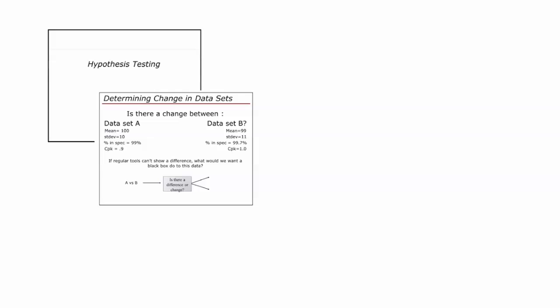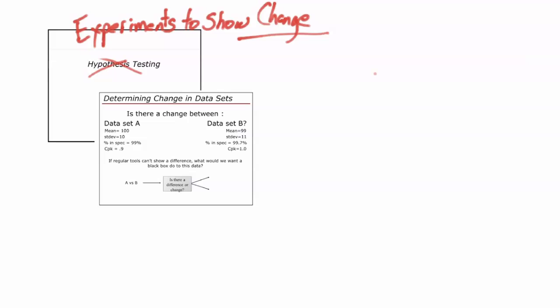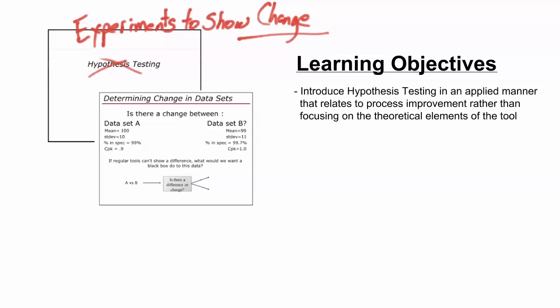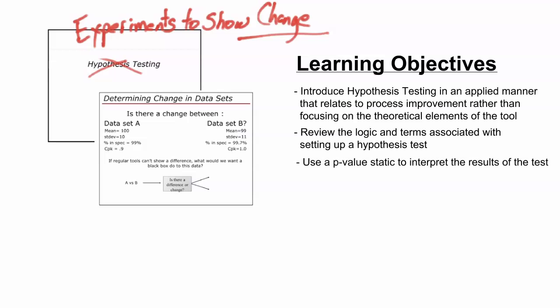In this video, I'd like to take a look at hypothesis testing, or what I like to refer to as experiments to show change. In the world of continuous improvement and process improvement, hypothesis tests are one of the techniques that we can use. The specific learning objectives for this video include taking a look at hypothesis testing from an applied perspective. Then we'll take a look at the logic associated with setting up a hypothesis test or an experiment to show change. We'll look at interpreting the results using a statistic called the p-value.